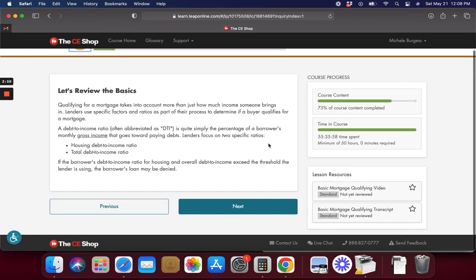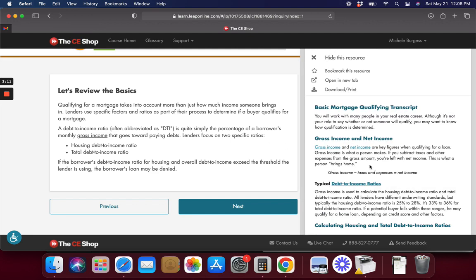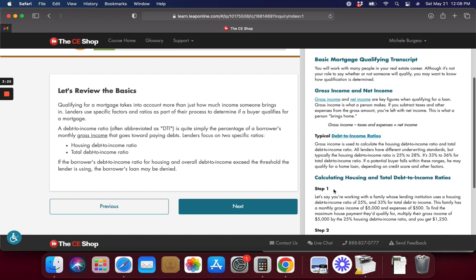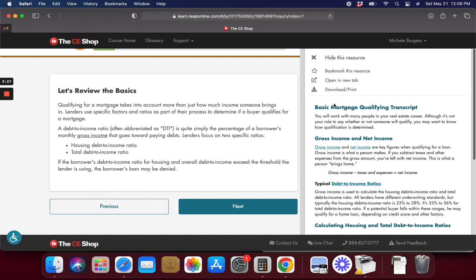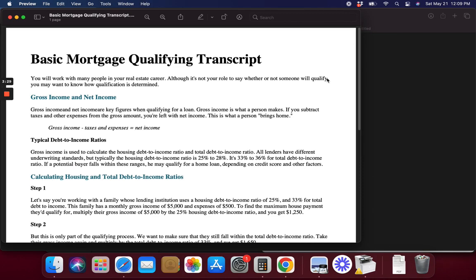All right, let's review the basics. Debt-to-income ratio, DTI, is simply the percentage of the borrower's monthly gross income. Lenders focus on 2 specific ratios, the housing ratio and the total debt-to-income, and if your debt-to-income exceeds the threshold, you may be denied. All right, I might download this. We might use this again on the test.